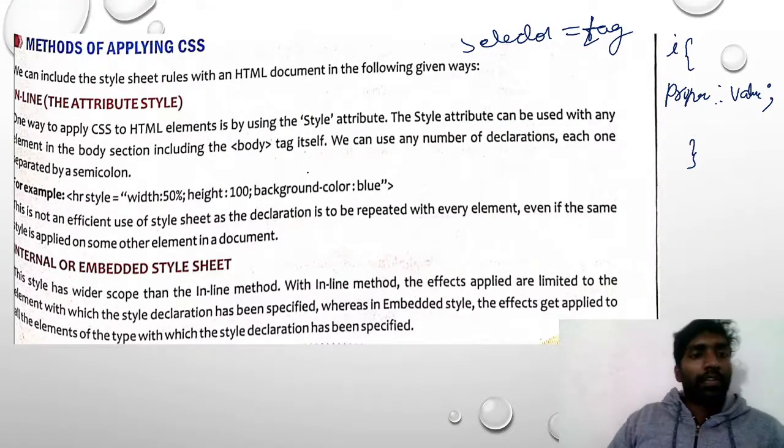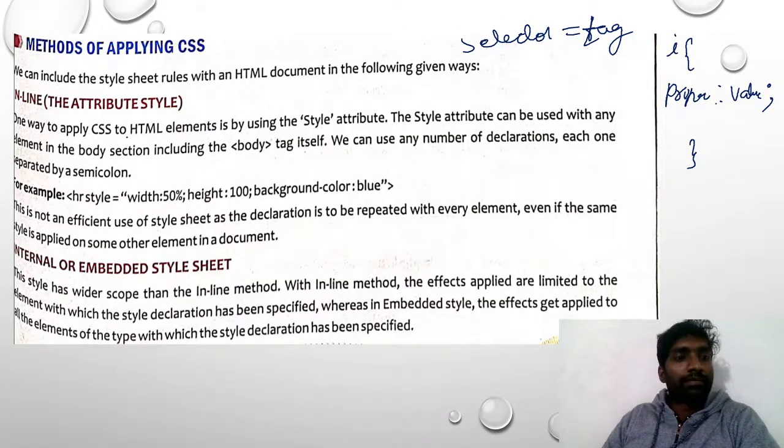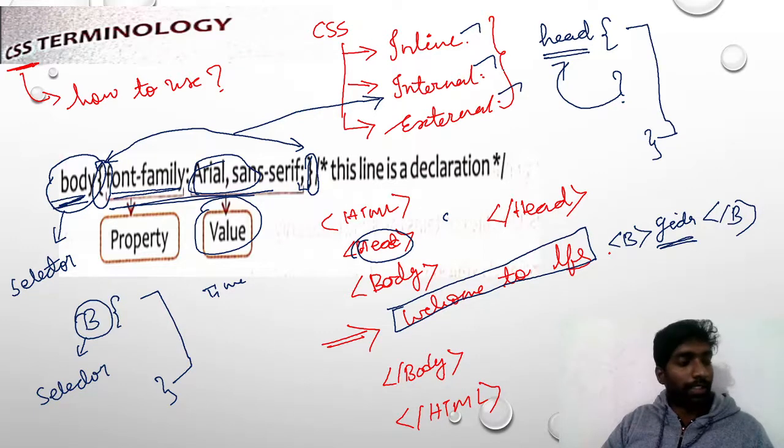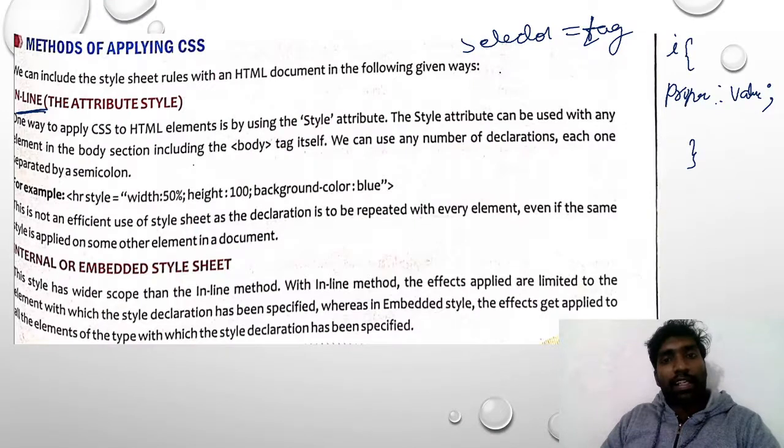Now see here, method of writing. First one is inline. Here you can see first is inline. Already I told you there are three ways: inline, internal, external. These are the three ways to write CSS in a HTML file. Now we can see the inline. Inline CSS we will write inside of the particular tag.